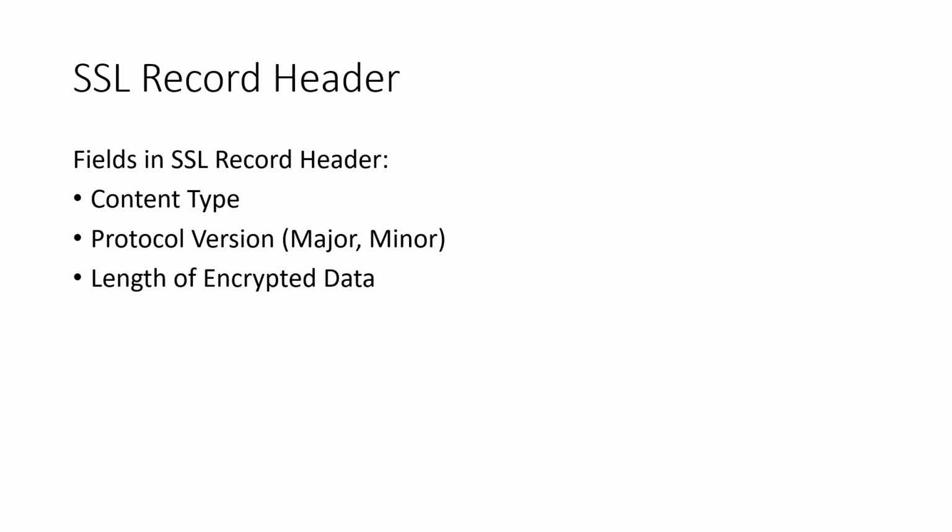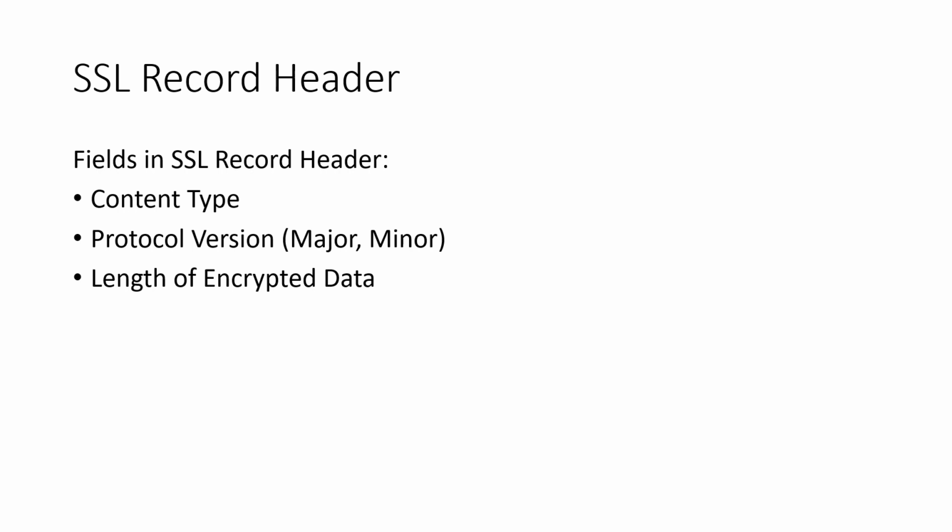Each SSL record starts with a small but important header. It contains content type, which tells what the type of content is. It could be a higher level SSL sub protocol like handshake, or it could be HTTP data or some other application's data. Then major and minor version numbers of SSL, let's say 3.1 for TLS 1.0, and the length of the payload. This helps the receiver know how to interpret the incoming data and how much of it is to be read.